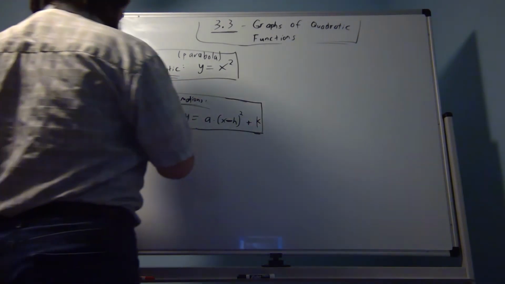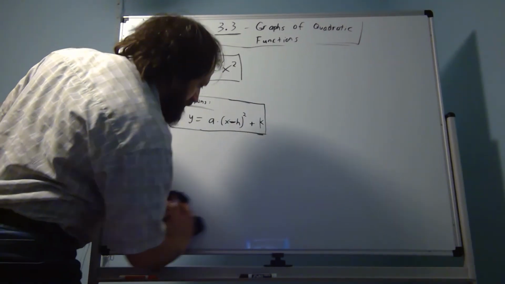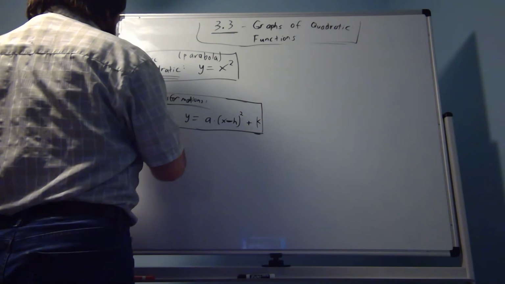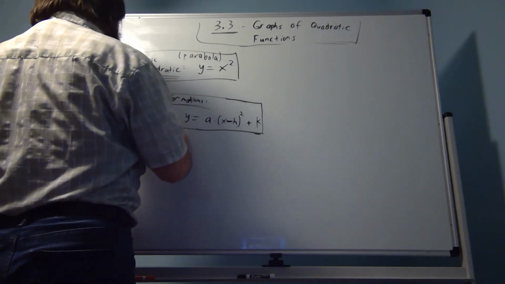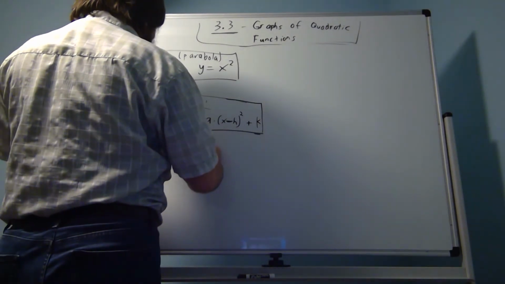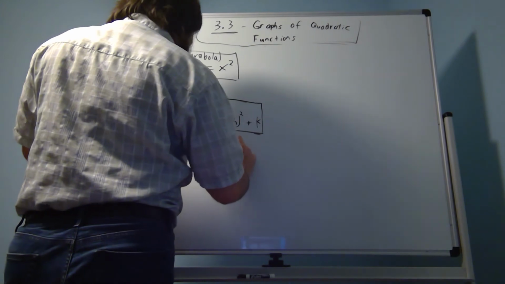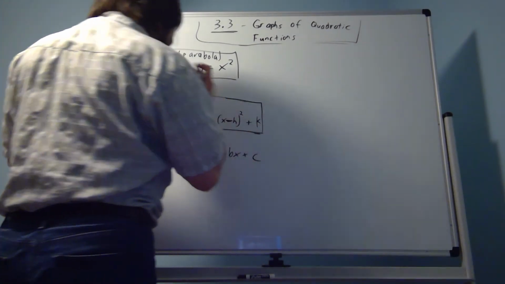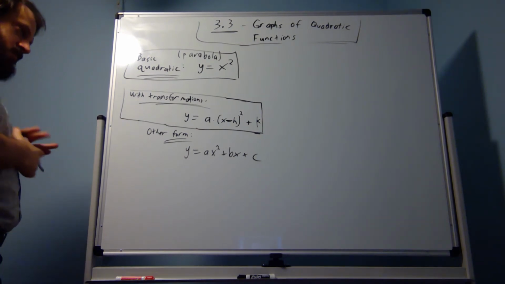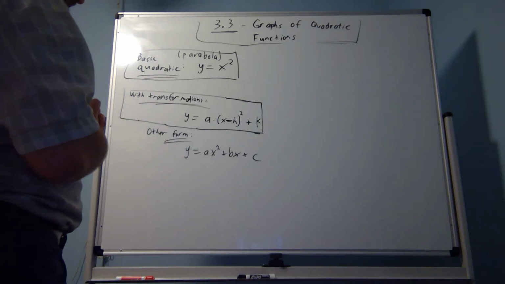But this one looks simpler, but it really isn't simpler, and for the reasons that we just discussed. That vertex is a very important point that gives us a lot of crucial information.